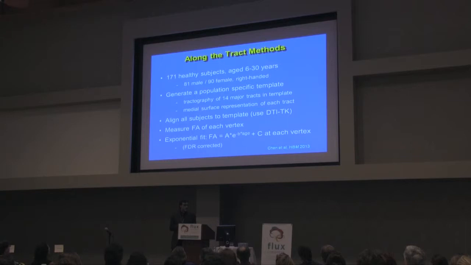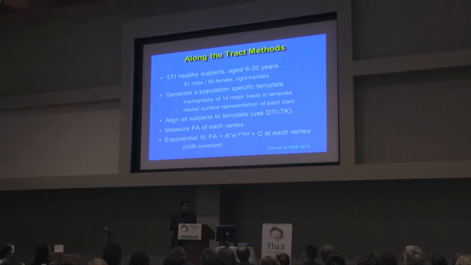And then you do a medial surface representation of that tract, align all your subjects to that template, and then you measure the FA of each vertex, because you have to put everybody in the same space in order to be able to compare across the tract. And this is just the method we use.